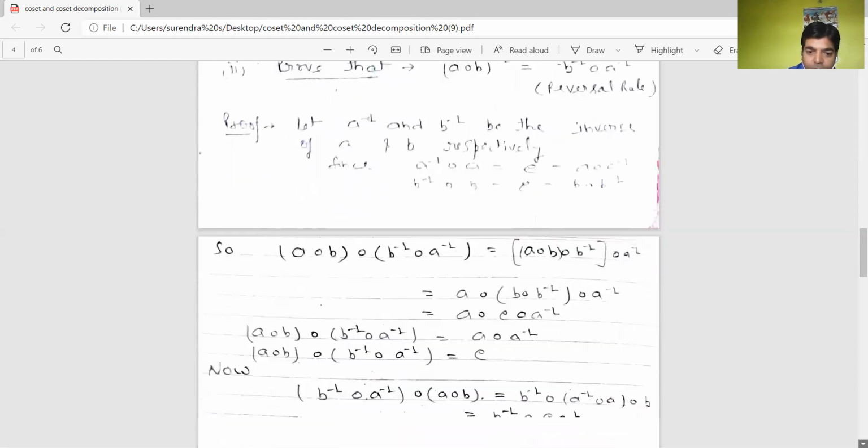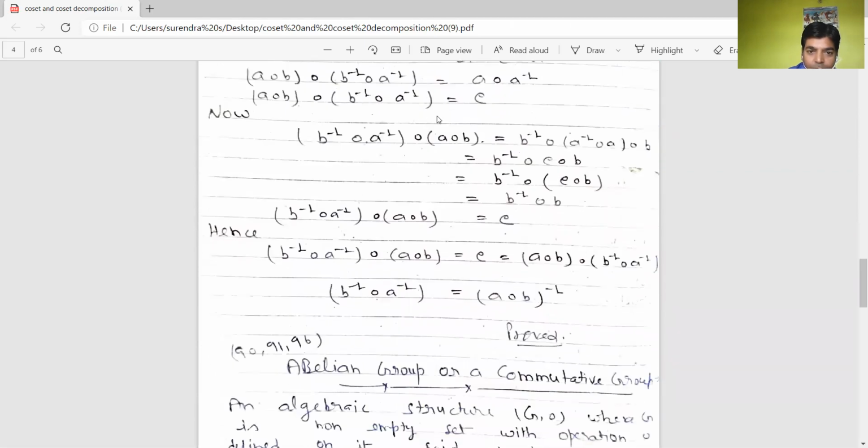Similarly, we again solve B inverse operation A inverse in the second bracket with operation A operation B, which will also be E. So we can write B inverse operation A inverse is equal to A operation B to the whole inverse. This is the property. This was the property of group.